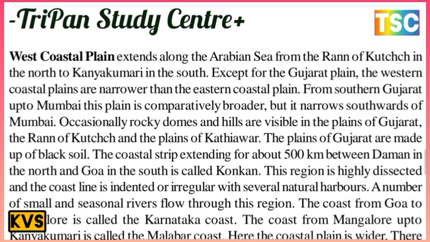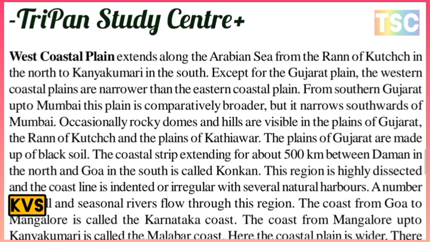The western coastal plain is more notable than the eastern coastal plain from southern Gujarat up to Mumbai. This plain is comfortably wide but becomes narrow southward of Mumbai. Occasionally rocky domes and hills are visible in the plain of Gujarat. The Rann of Kutch and the plain of Kathiawar in Gujarat are made up of black soil.